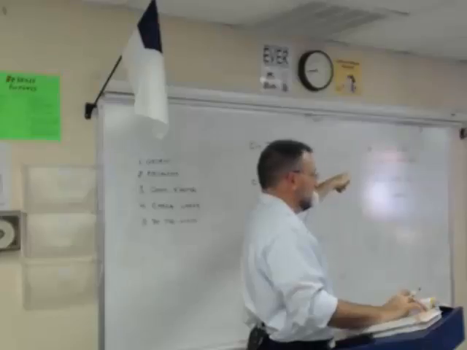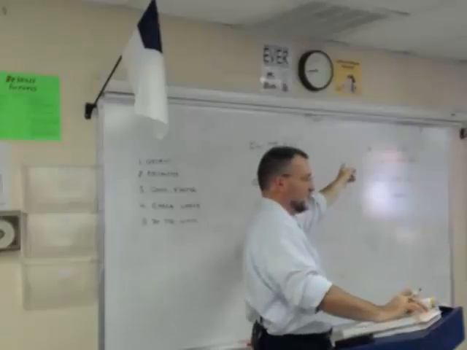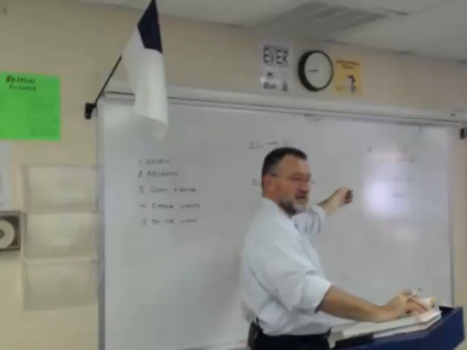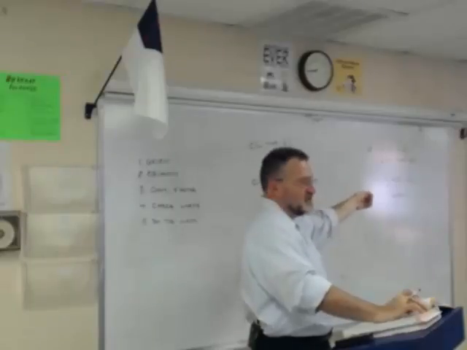A liter is 100 centiliters. Is a meter 100 centimeters? So a liter is 100 centiliters, right? And a kilometer is 1,000 meters. In the same way, a kiloliter is 1,000 liters.